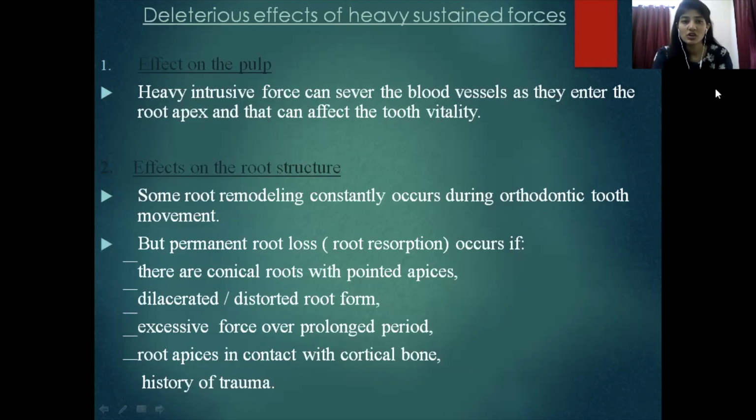The effect on the root structure. Some root remodeling constantly occurs during the orthodontic tooth movement, but permanent root loss occurs if there is a conical root with a pointed apex, deceleration and distortion of the root form, excessive root forces over a prolonged period, and the root apices in contact with the cortical bone. If there is a history of trauma, then the root structure is going to get hampered during the forces. If extreme forces are applied, then there are obvious adverse effects on the root rather than on the bone.